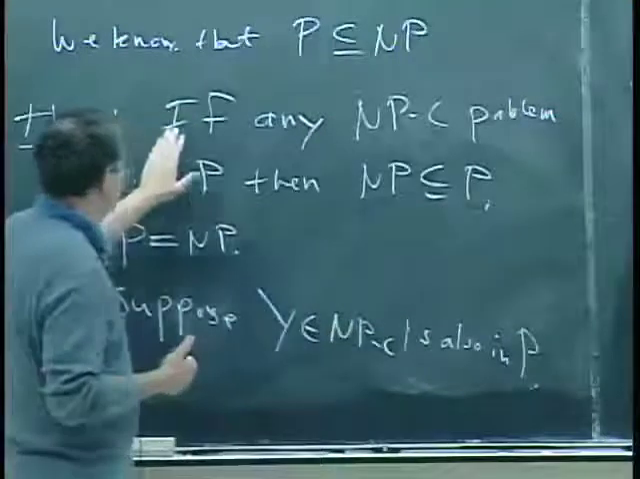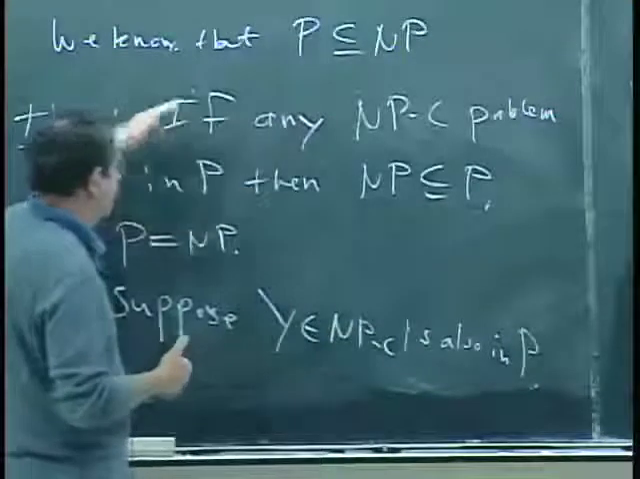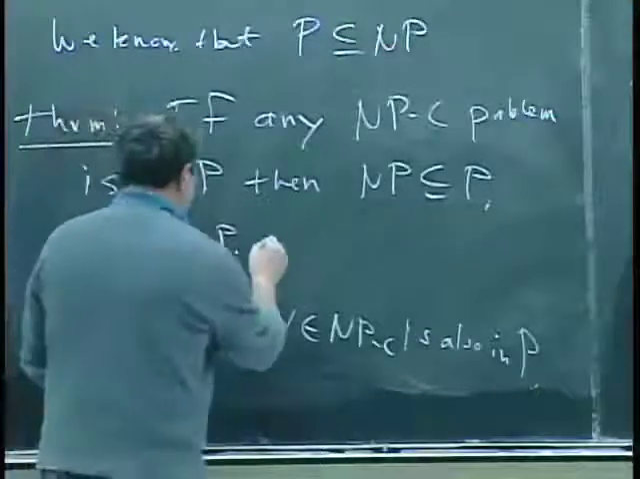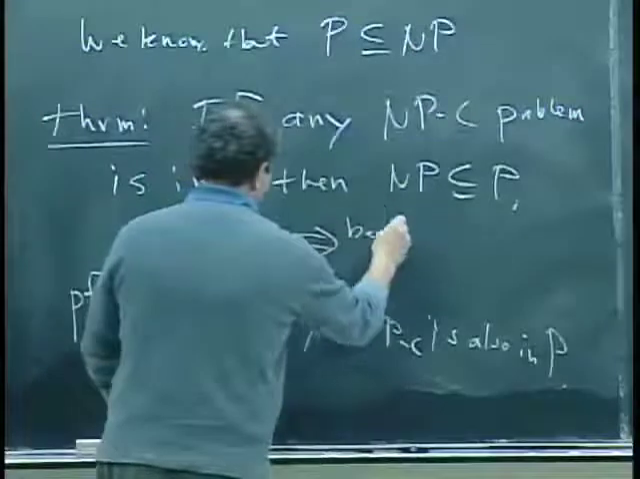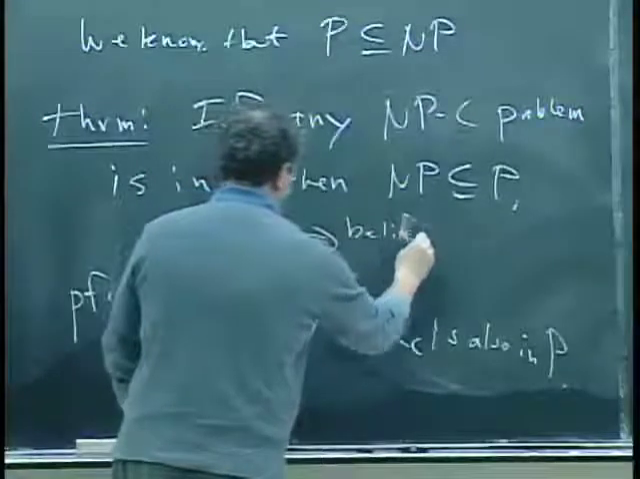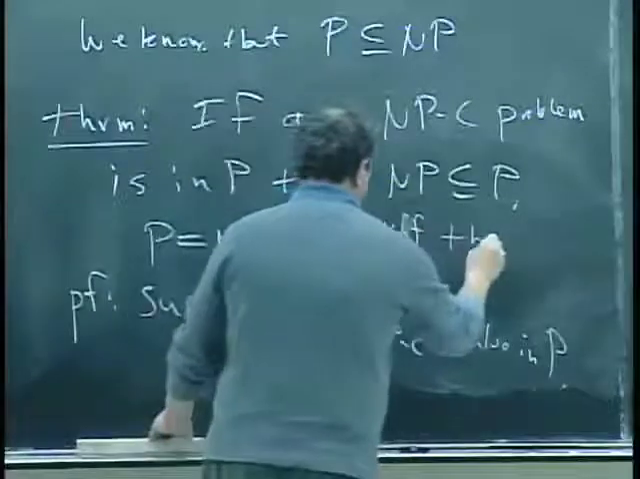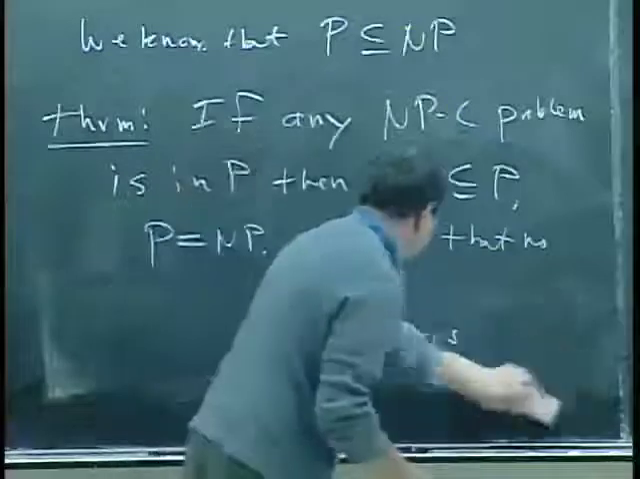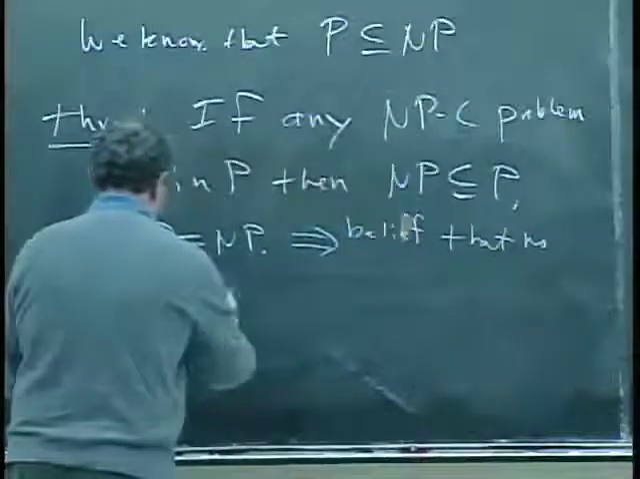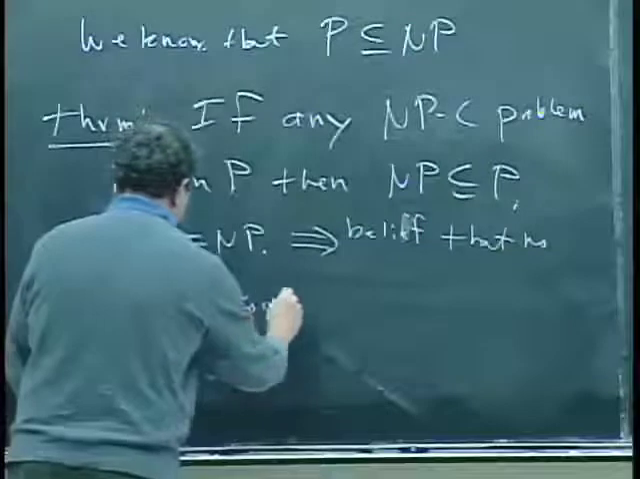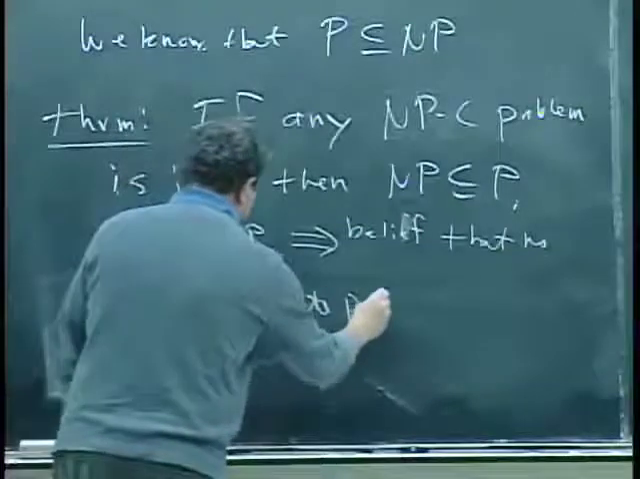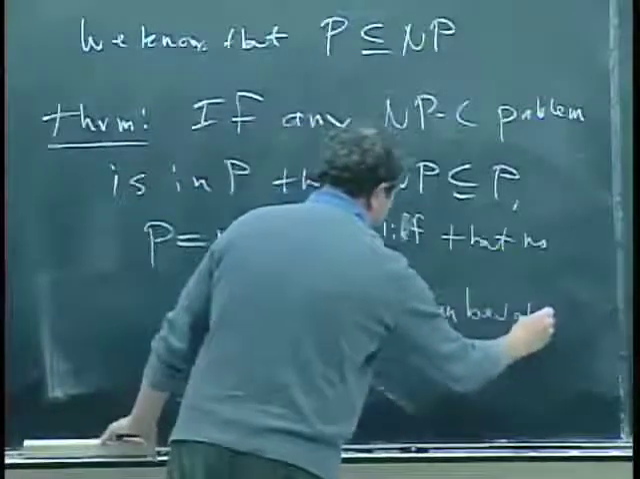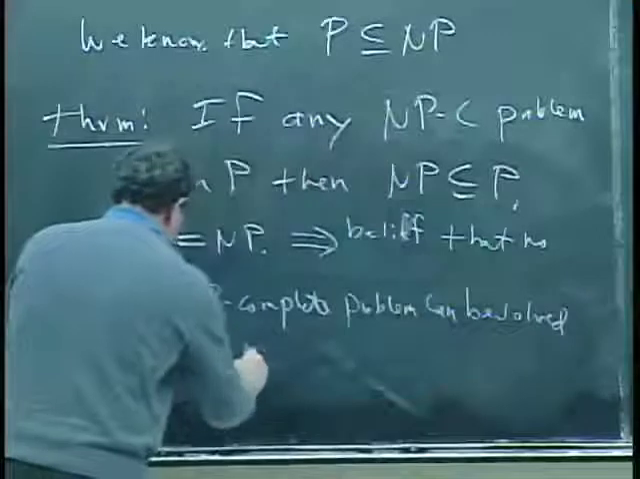Okay. So this says, this theorem, and this is a theorem, leads to the belief that no NP-complete problem can be solved in polynomial time.